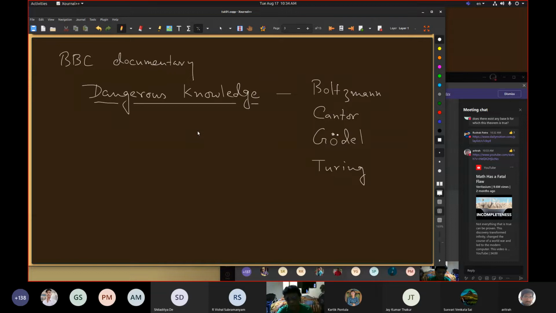Of course, Boltzmann was not exactly a mathematician. He was a physicist. There also we have similar uncertainty. Anyway, let's not worry too much about these things.